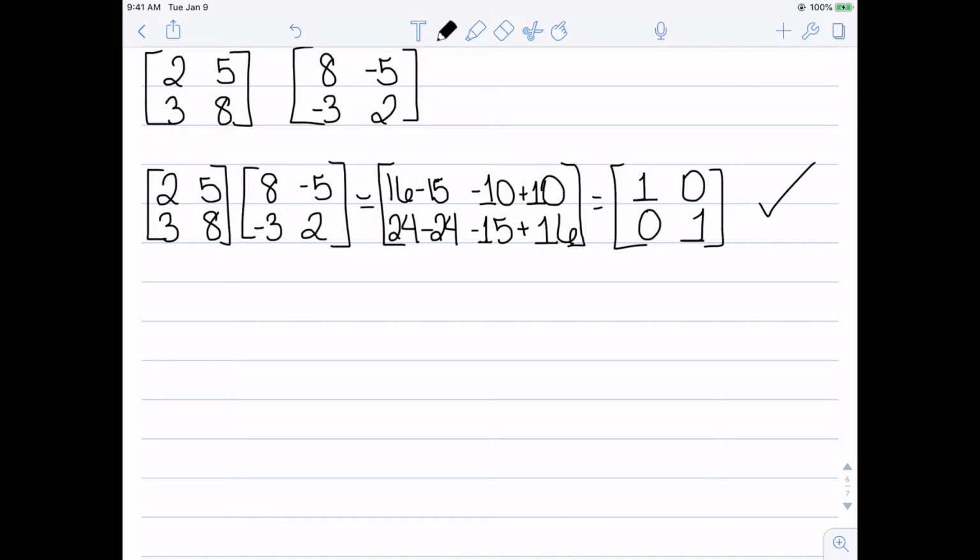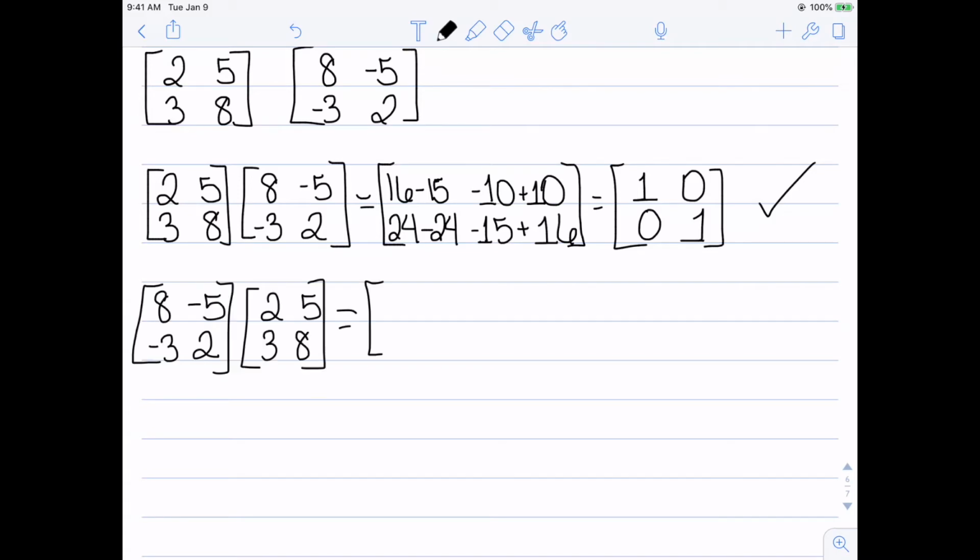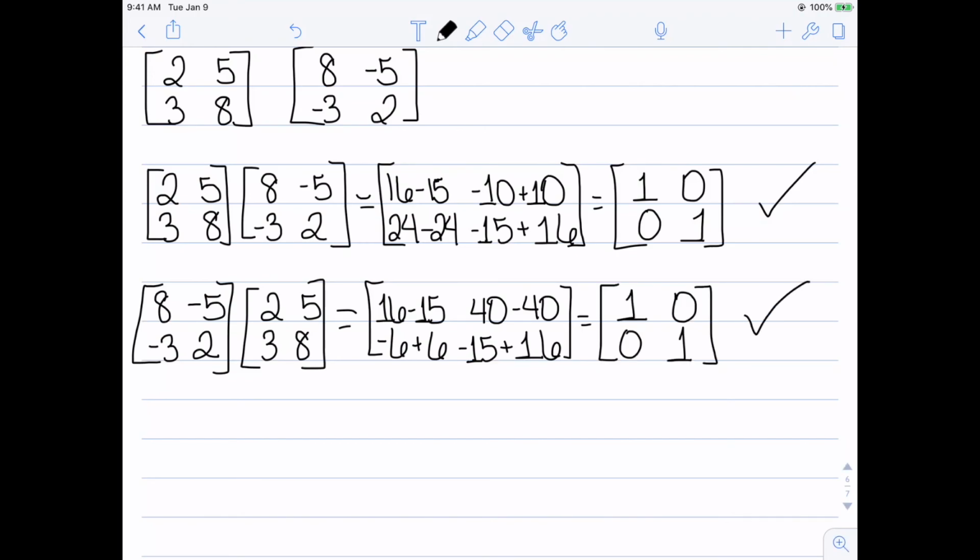So far we're looking good. Since matrix multiplication is not commutative, we do need to check the other direction of multiplication as well. So I switch the order and do it again. 8 times 2 is 16, and negative 5 times 3 is negative 15. 8 times 5 is 40, and negative 5 times 8 is negative 40. Negative 3 times 2 is negative 6, and 2 times 3 is 6. Negative 3 times 5 is negative 15, and 2 times 8 is 16. So I get the identity matrix once again, so yes, these two matrices are inverses.